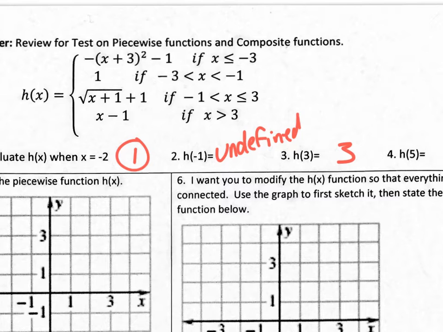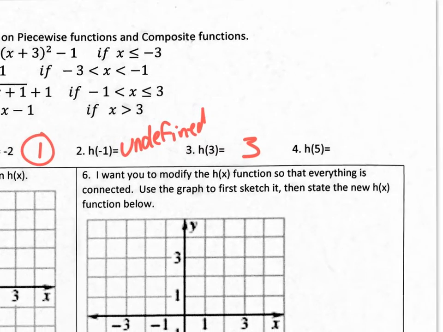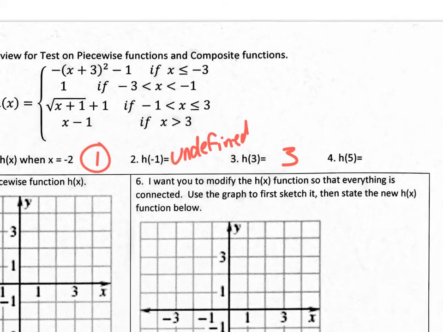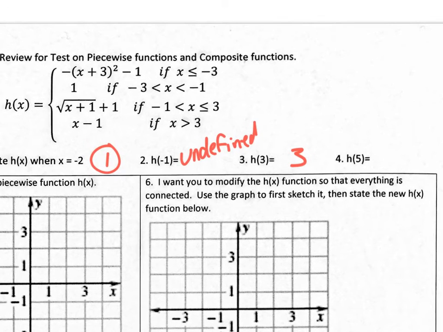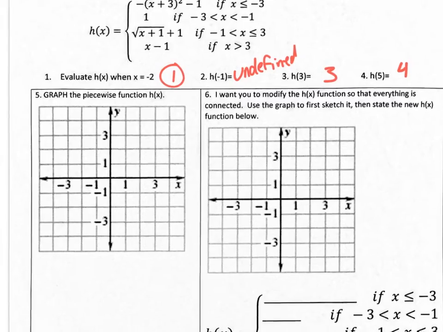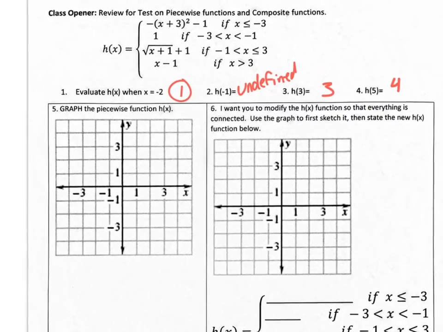And just the way I did that in my head right here, you will be able to do that in your head on tomorrow's test. You don't have to show your work for those simple problems. h of 5. Well, we're going to plug in 5 where? 5 is greater than 3. So we're going to use this one. 5 take away 1. The answer is 4. Done. What do you think? We're done with about 25% of the test. That's the easy stuff. Now for the more fun stuff.